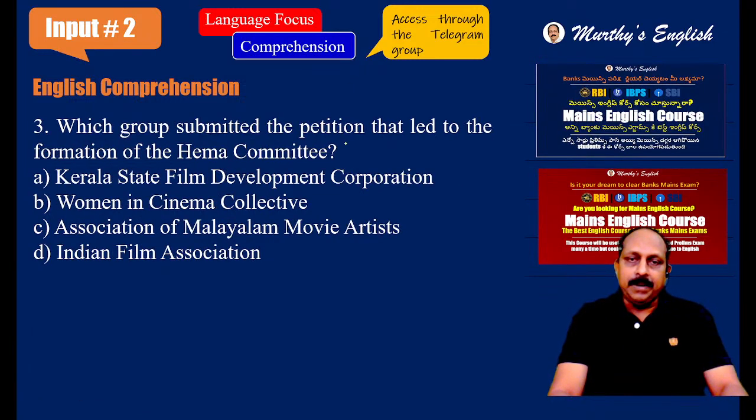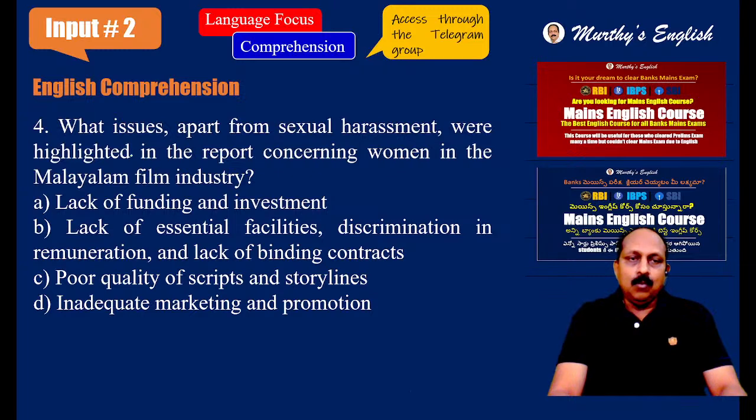Which group submitted the petition that led to the formation of the Hema Committee? Kerala State Film Industry Development Corporation. Women in which group submitted the petition? That is Women in Cinema Collective. It is not any of these. What issues apart from sexual harassment were highlighted in the report concerning women in the Malayalam film industry? Besides the sexual harassment, they face other problems. What are those? Lack of essential facilities, discrimination in remuneration, lack of binding contracts.